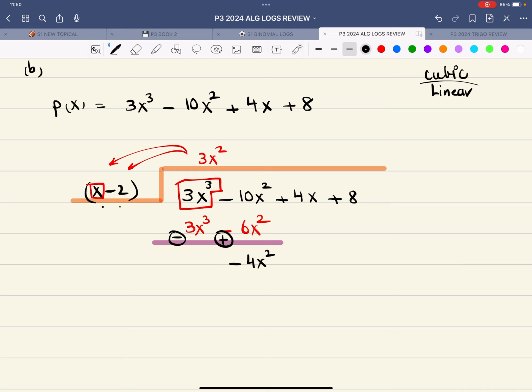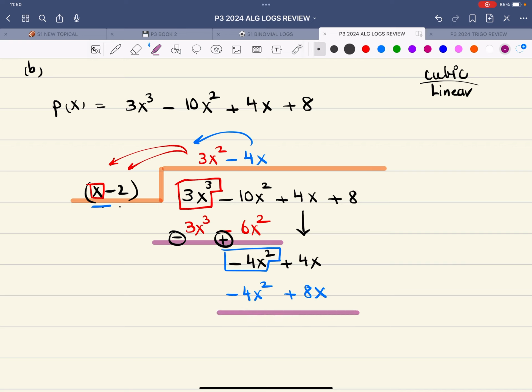Now there are two terms over here, therefore I'll just pull one of them down, which is 4x. Repeat the same process again, negative 4x square over x. That is how much? That is negative 4x. And repeat the same process. So that is negative 4x square plus positive 8x. Again, draw the line, use a black marker, change the sign and add.